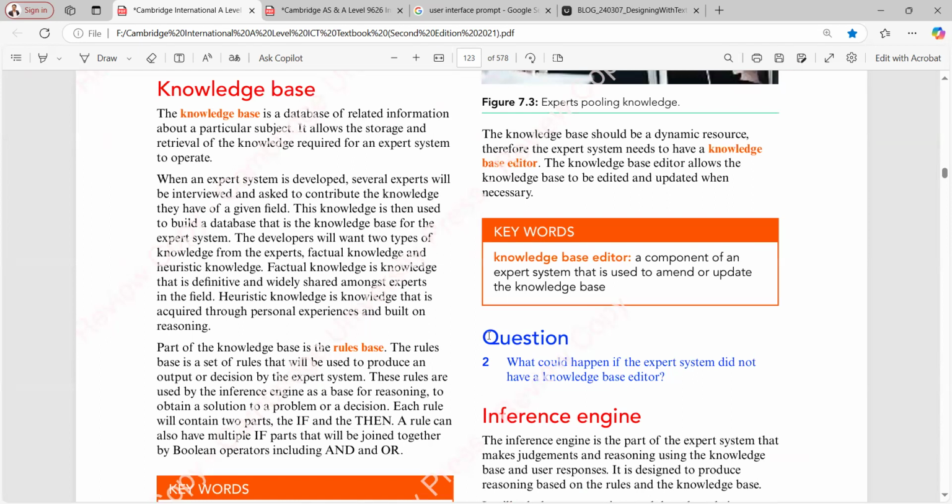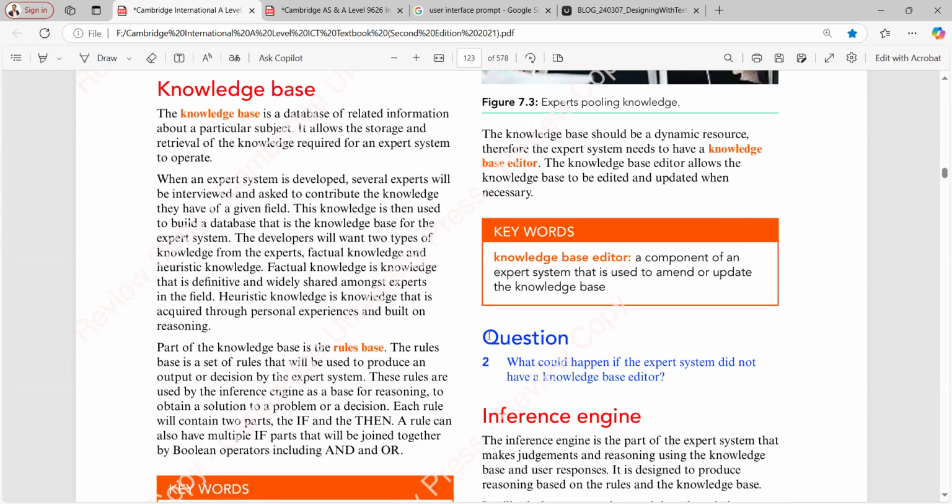When an expert system is developed, several experts will be interviewed and asked to contribute their knowledge of a given field. Then the knowledge is used to build a database that is the knowledge base for the expert system. So the developer will want two types of knowledge from the expert, that is factual knowledge or heuristic knowledge.